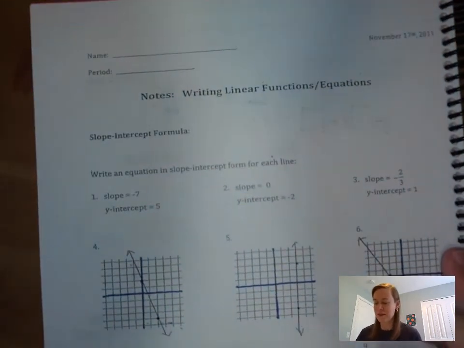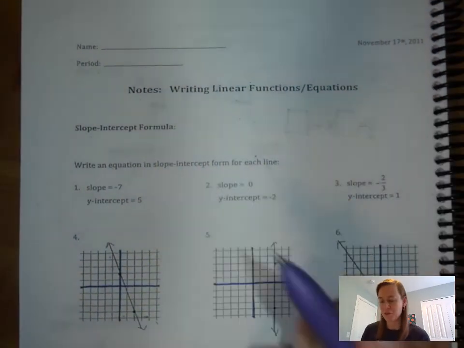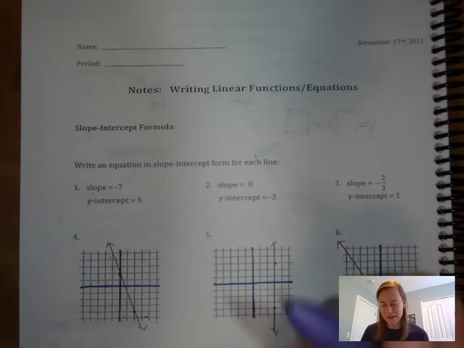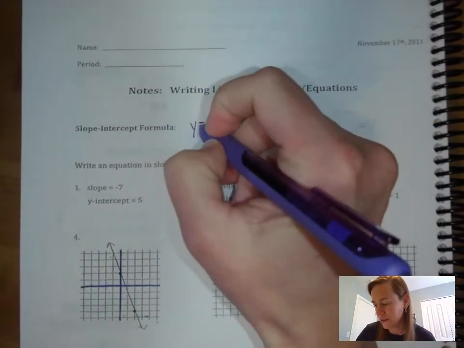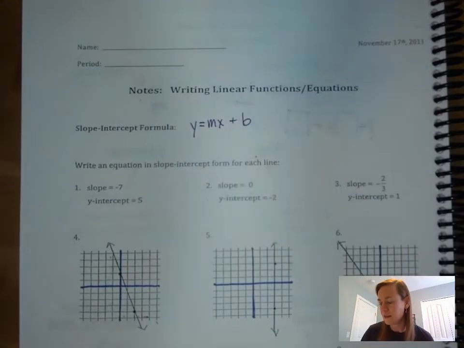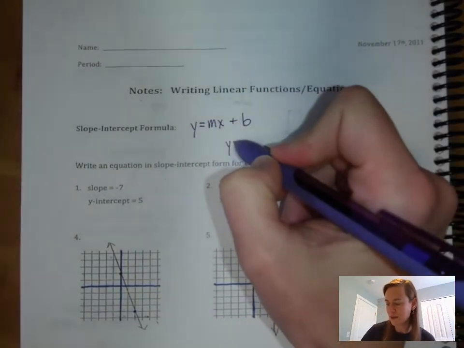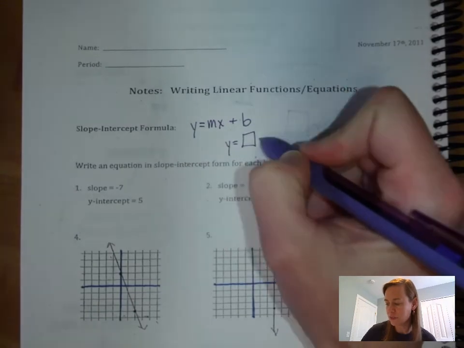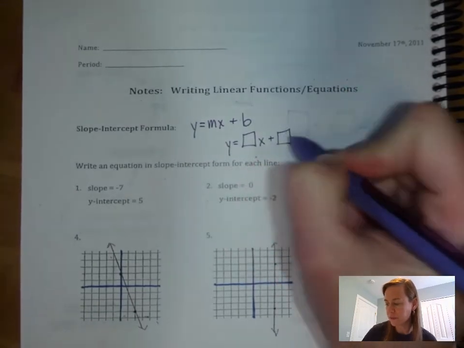Alrighty, so it says slope-intercept formula. Let's just write our formula down here too, so we don't have to flip back and forth in case we forget it. Y equals mx plus b. And if you like to look at it with those blanks, you could write it that way too. Y equals blank x plus blank.